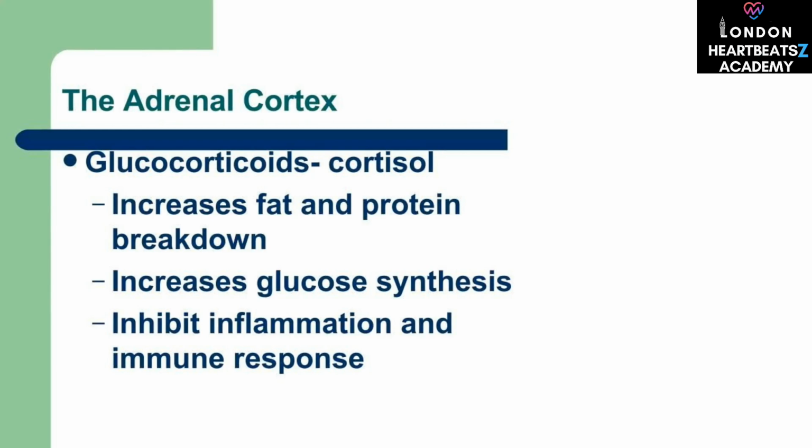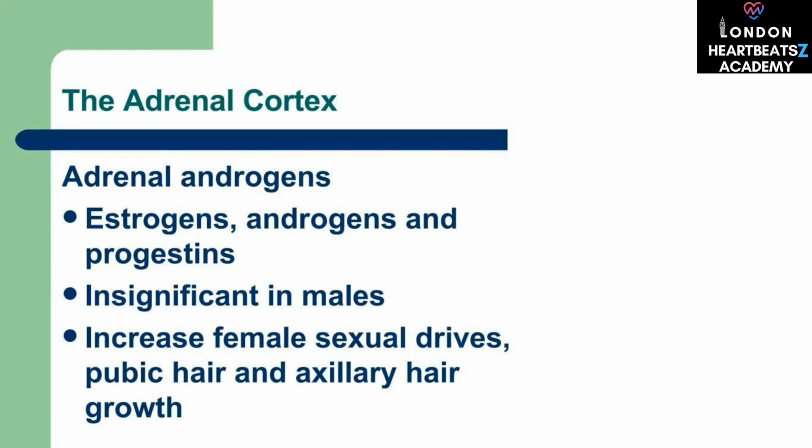Glucocorticoids, like cortisol, increase fat and protein breakdown and increase glucose synthesis. They also inhibit inflammation and the immune response. The adrenal cortex also produces adrenal androgens, including estrogens, androgens, and progestins. These are generally insignificant in males, but increase female sexual drives, pubic hair, and axillary hair growth.